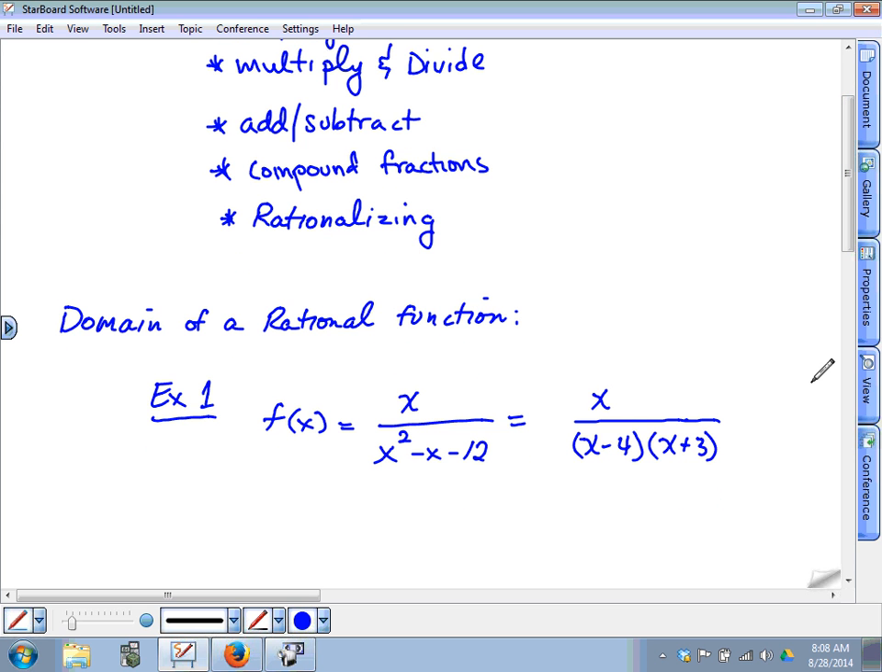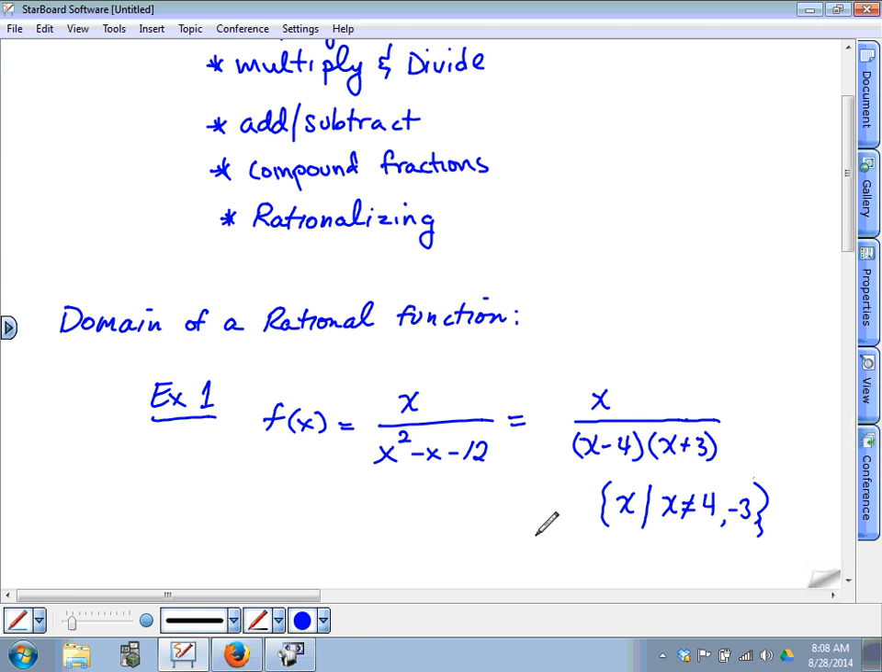Now that we can view the denominator in factored form, it's very clear, hopefully, which two x values don't work. Positive 4, negative 3. X cannot be positive 4, x cannot be negative 3. Now if you want to use set builder notation, you can say all values of x such that x does not equal 4 or negative 3. I'm okay if you state it that way.